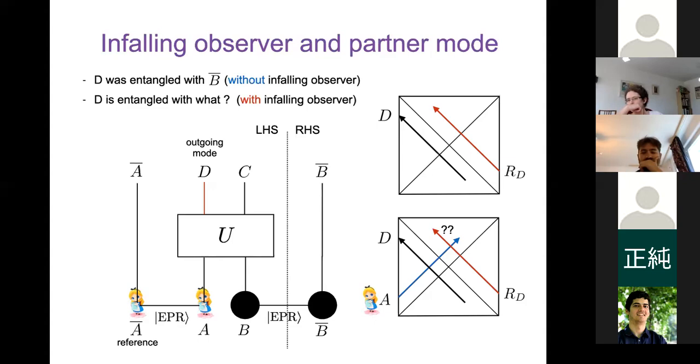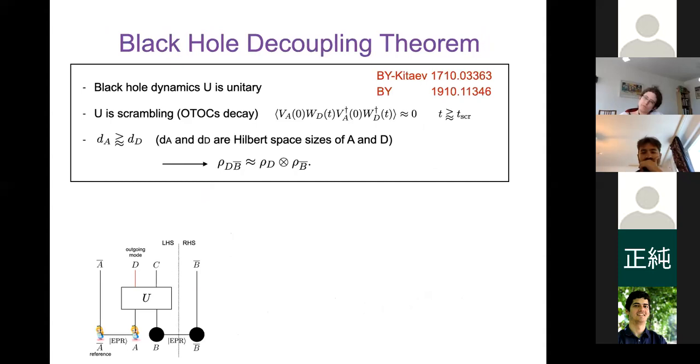Now, this is the problem I want to solve analytically. And it turns out that this inclusion of the infalling observer has a rather drastic effect on the entanglement structure of the black hole. Here, I would like to simply introduce this black hole decoupling theorem.